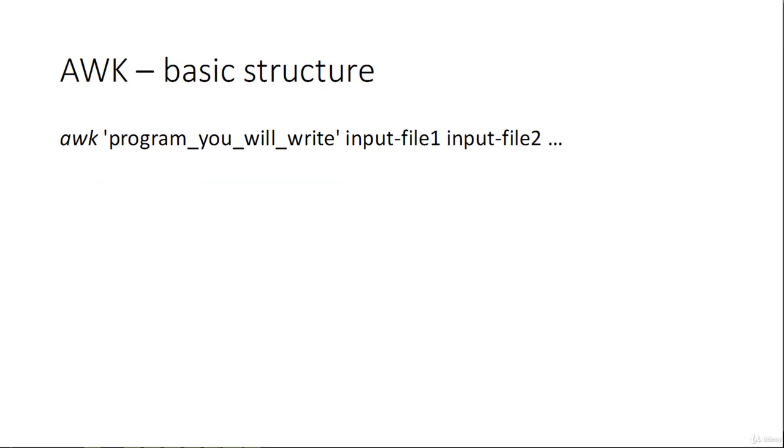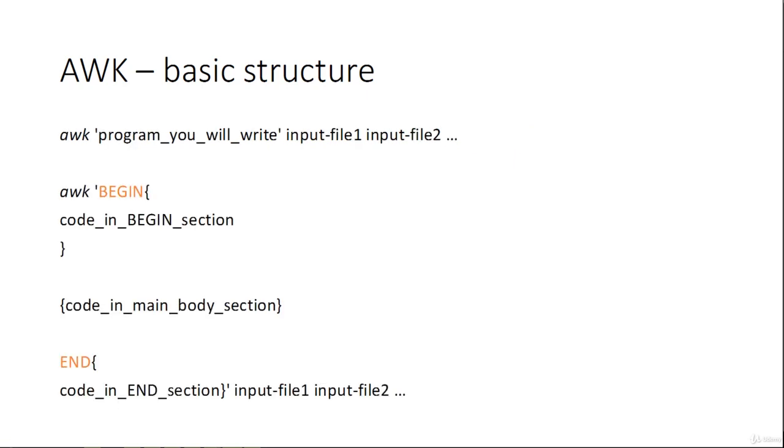Now we can see the basic structure of AWK. It is pretty simple. We start with the keyword AWK, then we specify what operations we want to happen on each line of specific files. And what is the structure of those operations you would like to execute for each line? It is divided into three parts.